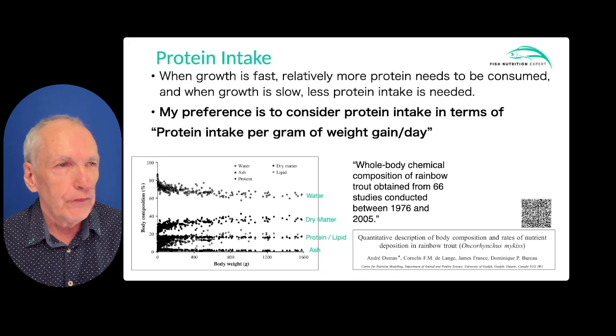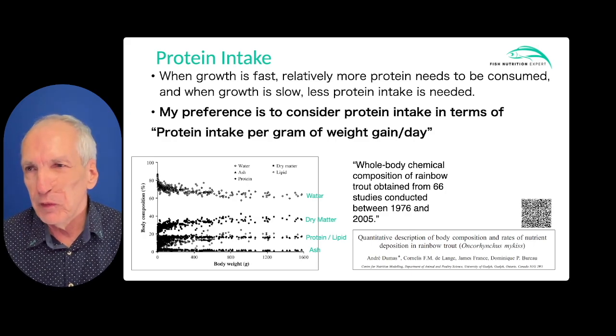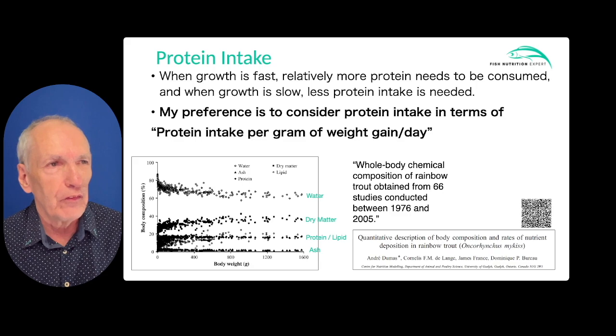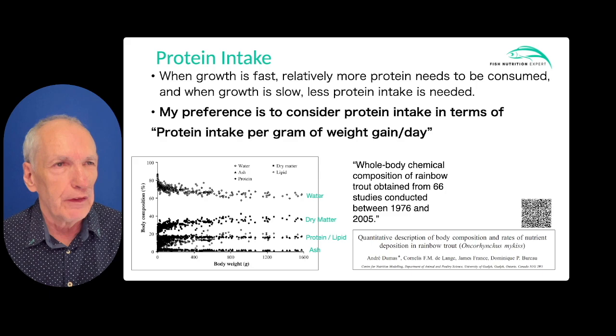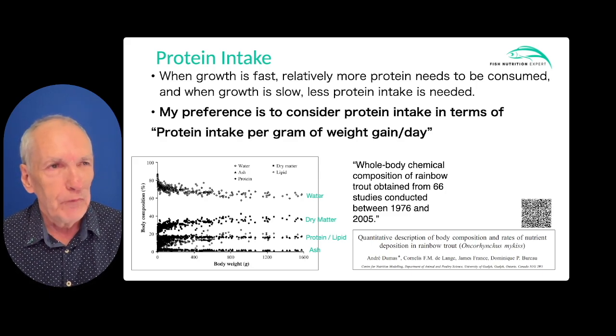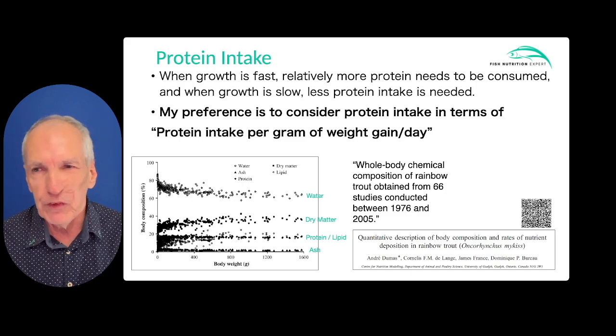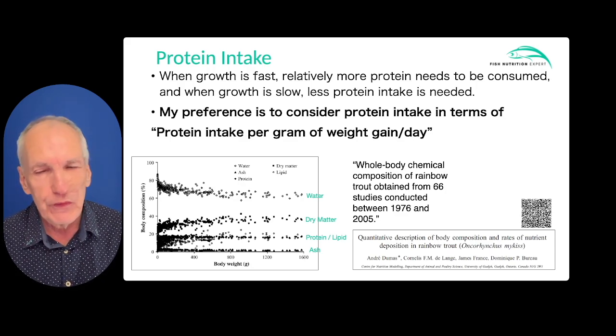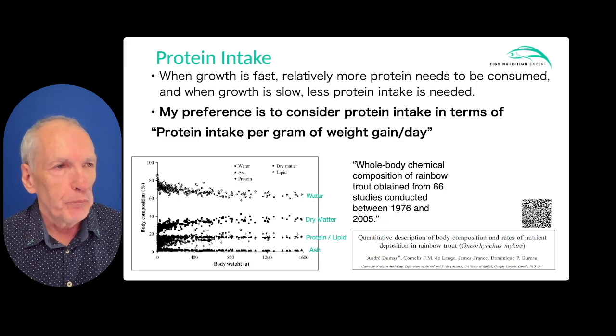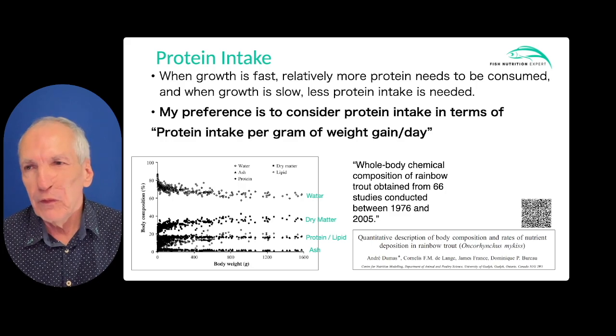Now, talking about protein intake. So when growth is fast, relatively more protein needs to be consumed, and when growth is slow, less protein intake is needed. And we often will estimate that, for example, a feeding table will estimate that an animal needs to eat this X amount of food because we're calculating how much protein, how much fat it's going to be taking in on a daily basis. But rather than talking about feed in terms of percent of protein or percent of the feed, I prefer to look more directly at this idea that we measure protein intake in terms of grams of protein in grams of weight gain per day.